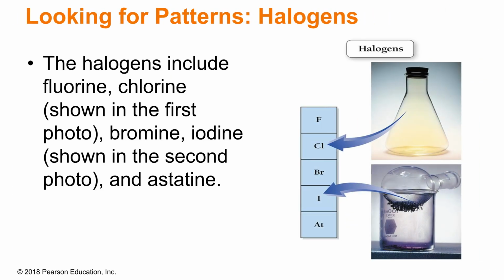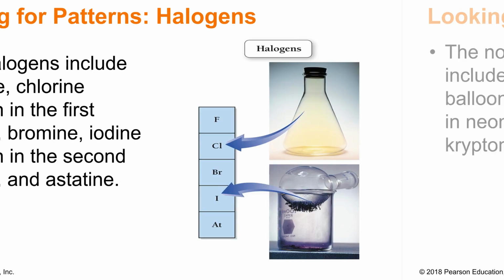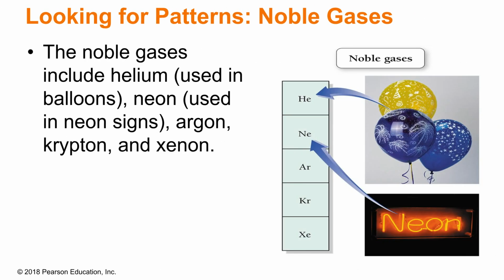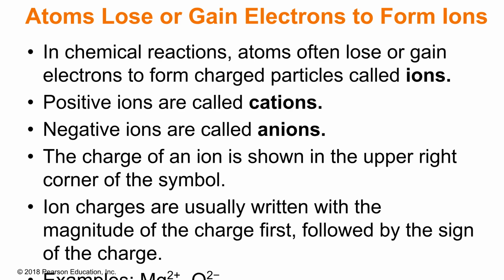The halogens, found in Group 7A, include reactive nonmetals like fluorine, chlorine, bromine, iodine, and astatine. Group 8A consists of the noble gases, including helium, neon, argon, krypton, and xenon, which are known for their relative chemical inertness. In chemical reactions, atoms gain or lose electrons to form charged particles called ions. Positively charged ions are cations, while negatively charged ones are anions. Ion charges are written with the magnitude first, followed by the sign.